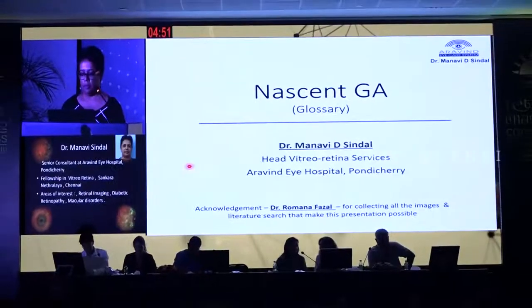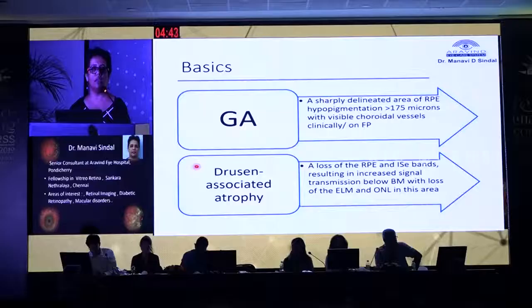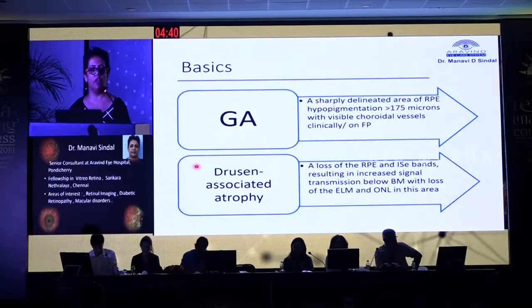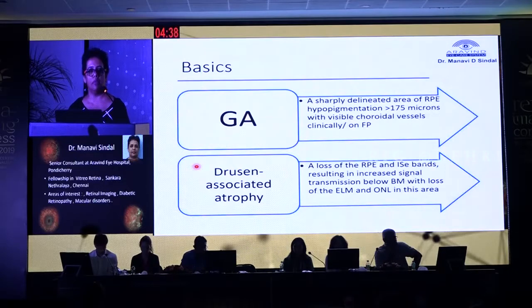Pleasure to present as a glossary the new terminology of nascent geographic atrophy. A lot has been spoken already, but traditionally geographic atrophy, as we already saw the definition this morning, is something we have described as more than 175 microns, and this is clinically visible or visible on a fundus photograph.